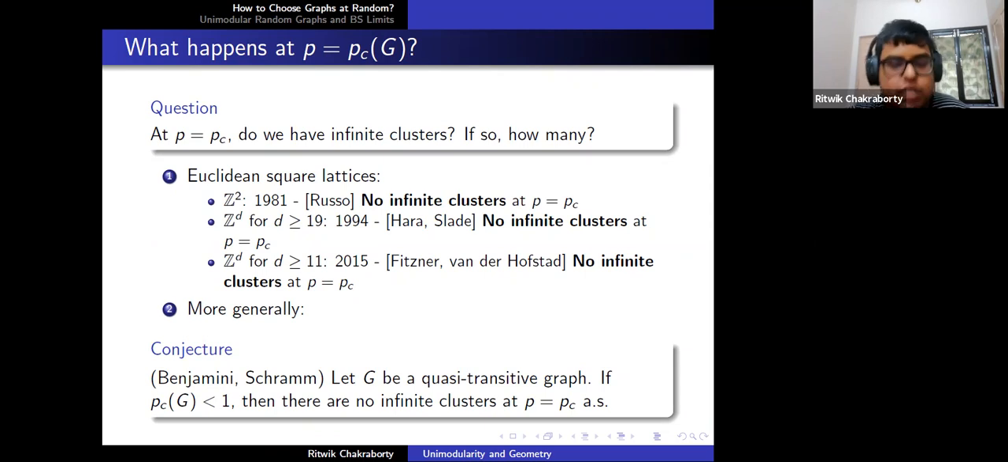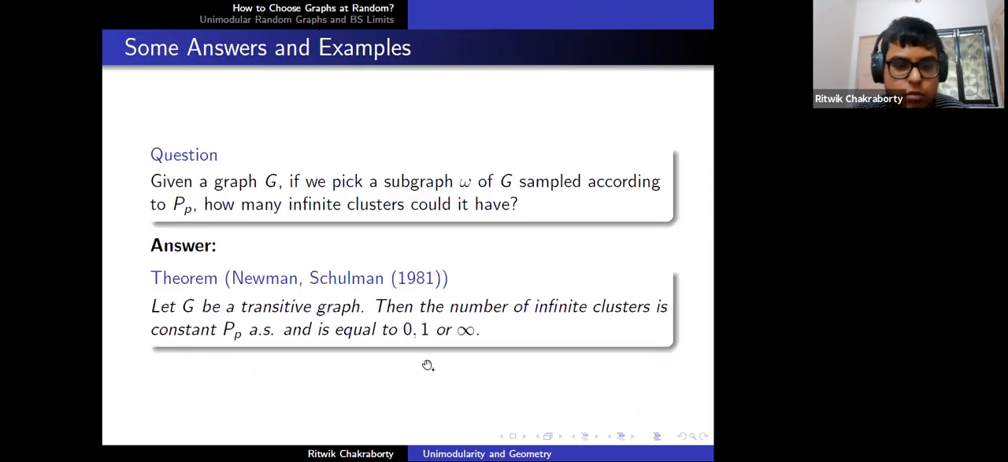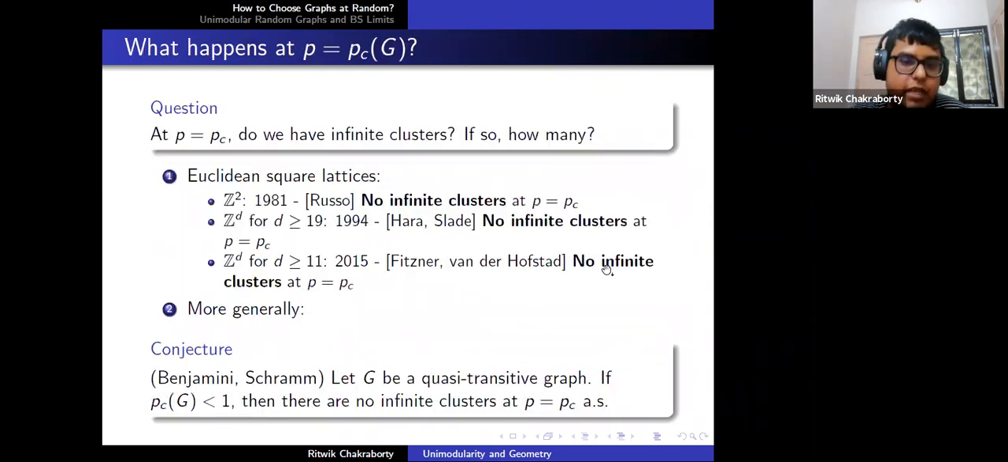The next question is: at P equal to PC, what happens? This Newman-Schulman theorem tells us that the number of infinite clusters, irrespective of what P I choose, is going to be one of three values: 0, 1, or infinity. Below the critical probability, I know it's going to be 0, right? And beyond the critical probability, I know that it's at least 1, okay? Now, what happens at P equal to PC?